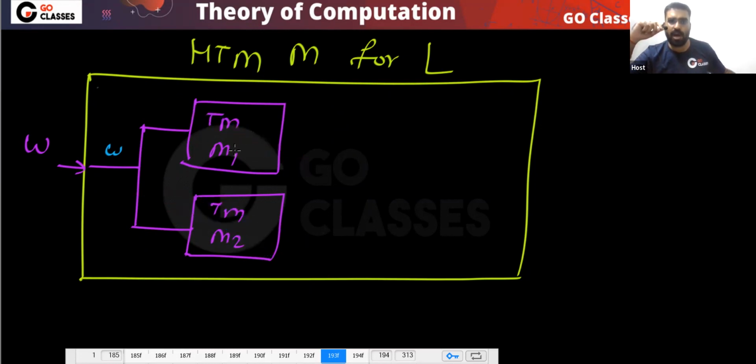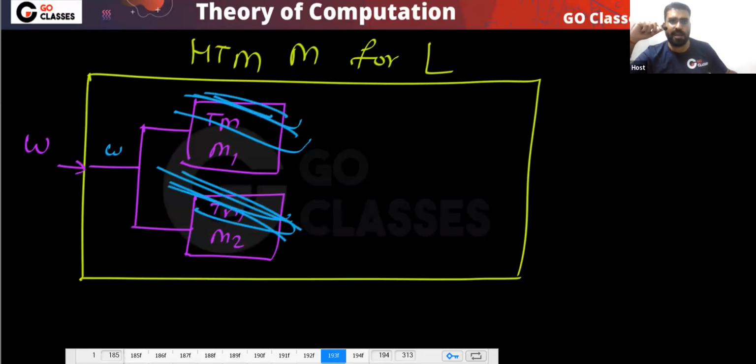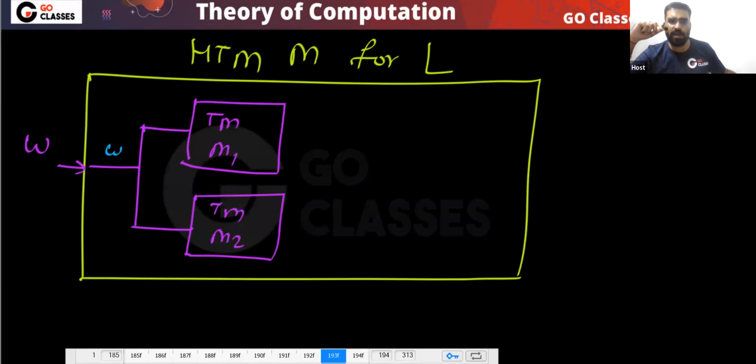Very simple. I will run M1 on W for one step, then I will run M2 on W for one step, then one step, then one step, like this. So this is the dovetailing method I am using. Now tell me, can you notice a very interesting thing?